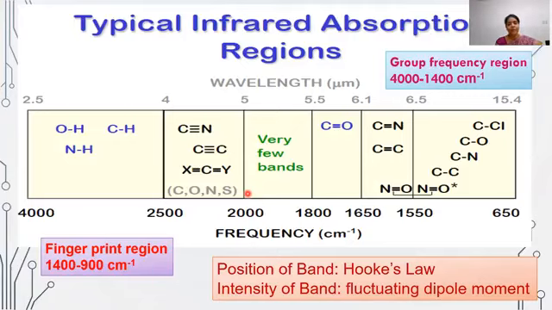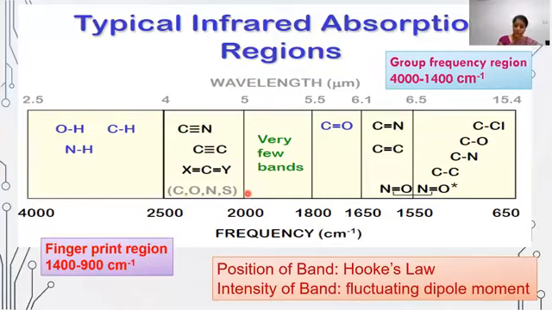From 1800 to 1650 centimeter inverse, this is the most important region of IR, in which carbonyl C double bond O stretching is observed. In 1650 to 1550 centimeter inverse, C double bond N, C double bond C, and N double bond O functional groups show absorption. Below 1550, the region is known as the fingerprint region.